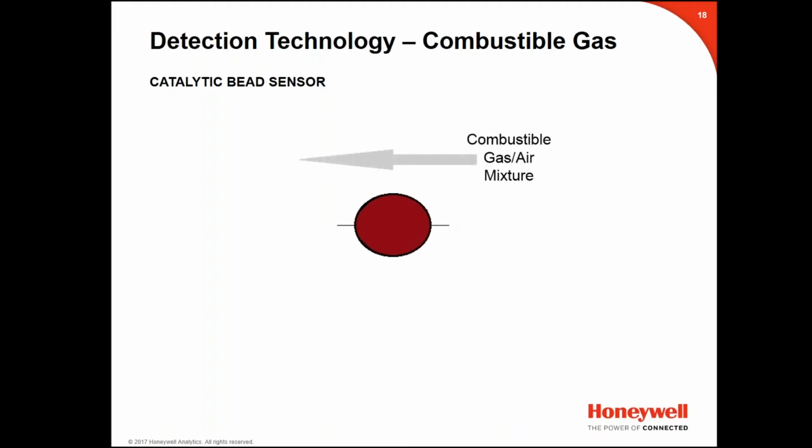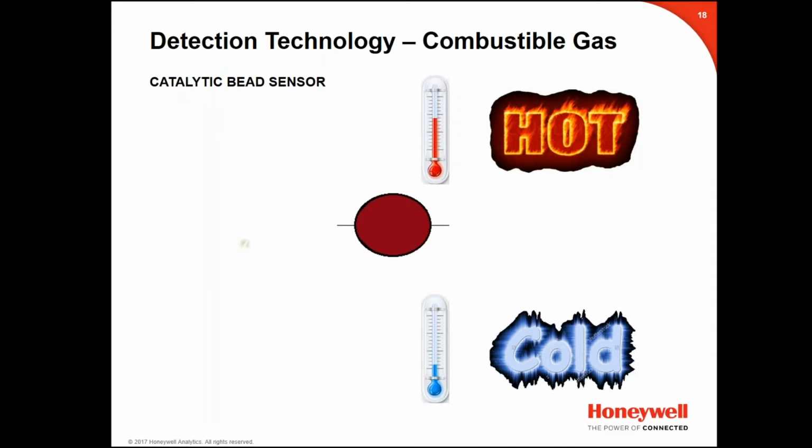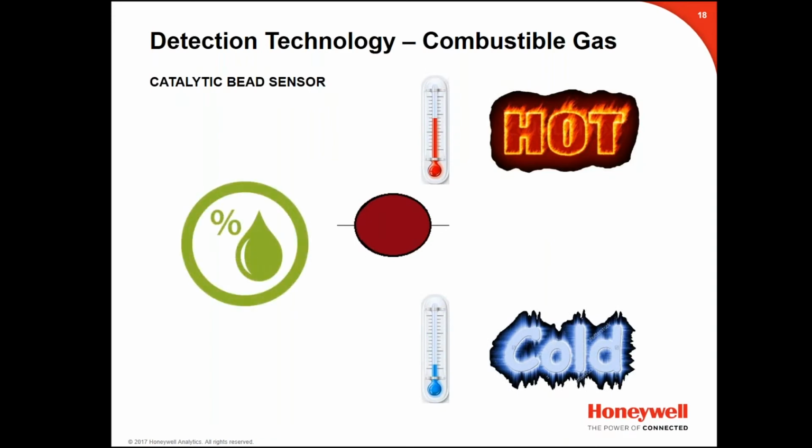Now, when a combustible gas-air mixture passes over this hot catalyst surface, combustion occurs and the heat evolved increases the temperature of the bead. This in turn alters the resistance of the platinum coil. This process requires the presence of oxygen in order to combust the gas as it passes over the catalytic bead. Sometimes changes in the environment will affect the resistance of the catalytic bead, such as hot or cold temperatures. Additionally, humidity will affect the resistance of the catalytic bead sensor.